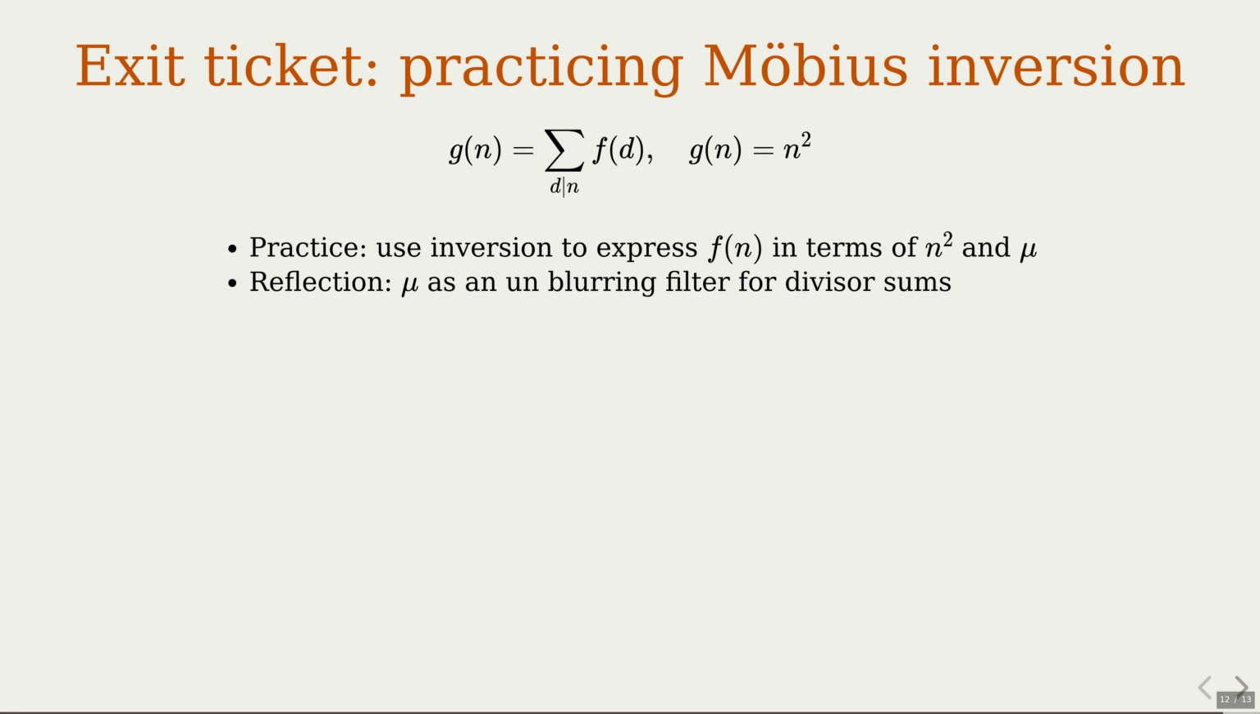Notice again how mu provides the exact correction terms so that contributions from different divisors cancel, leaving only the original function f. Writing the answer clearly, f of n is the sum over all divisors d of n of mu of d times n over d squared, which is exactly the Möbius inversion formula with g of n equal to n squared. It is cool that once we recognize a divisor sum, the recipe for recovering f is always the same. Convolve with mu.